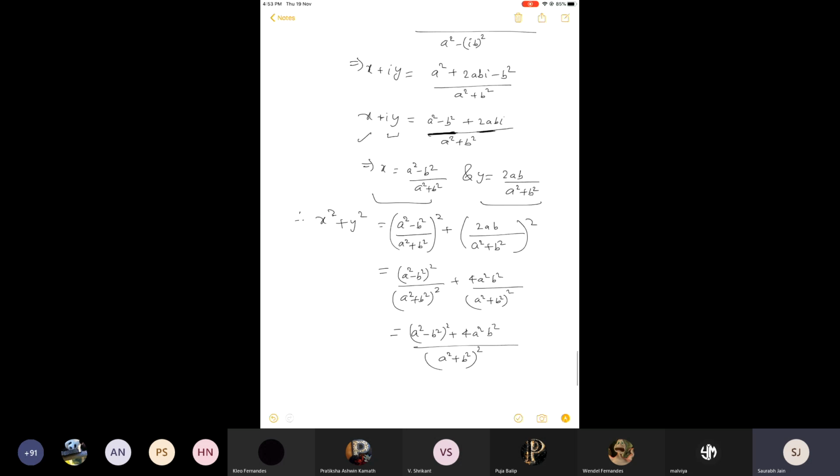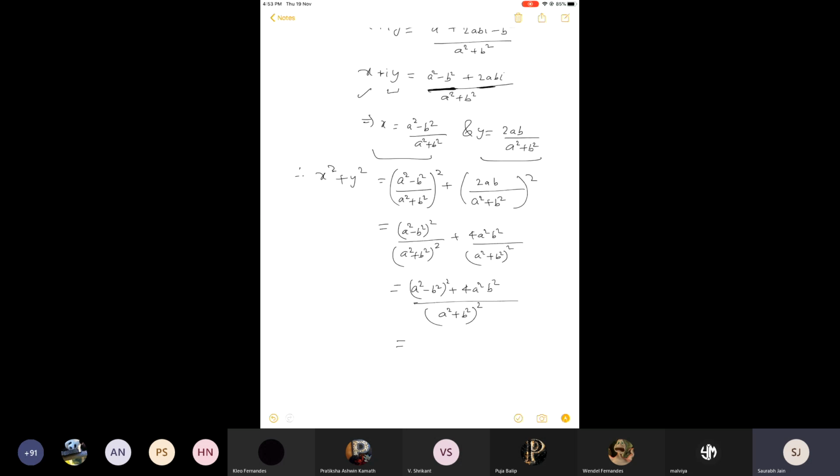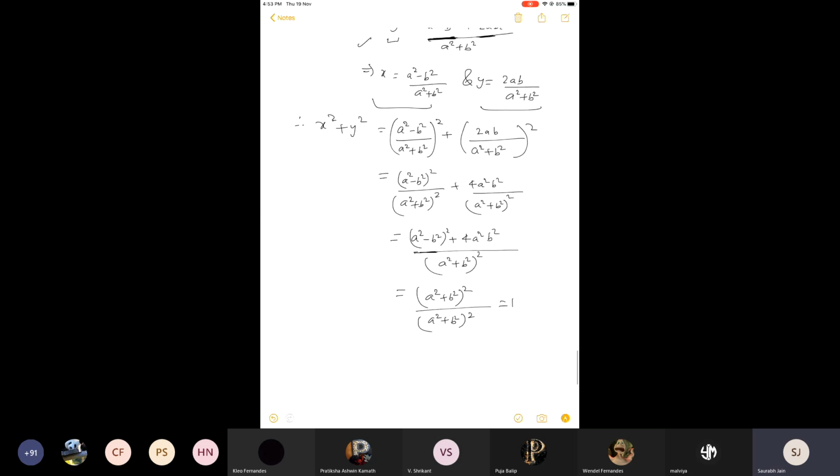And this thing will come out to be 1. You know why? Because here in the numerator we are using an identity. Which identity? The identity used is x minus y whole square plus 4xy is x plus y whole square. This is the identity used from here to here.